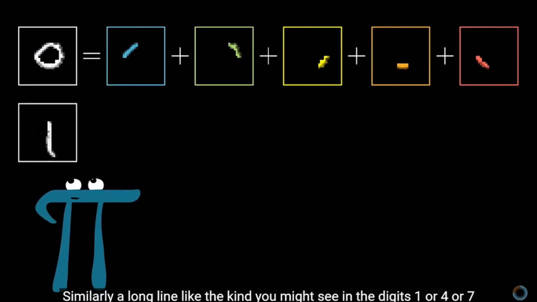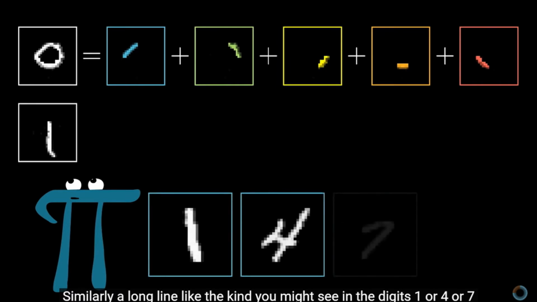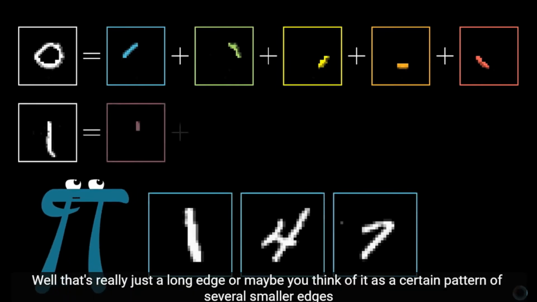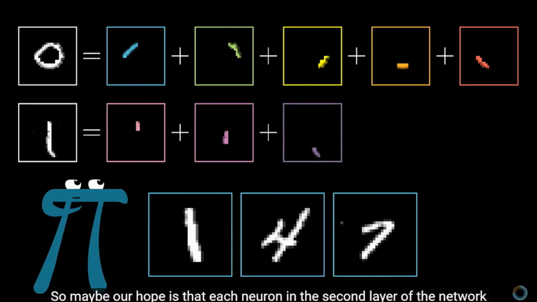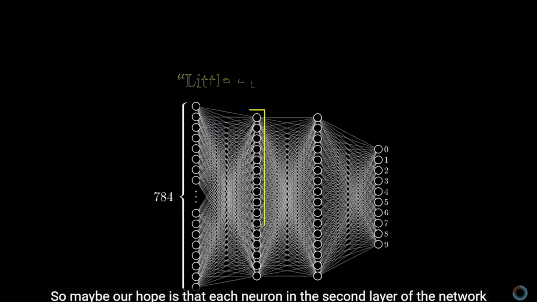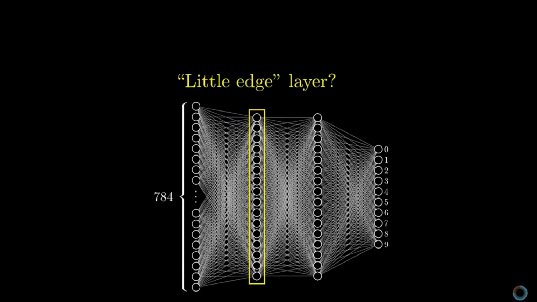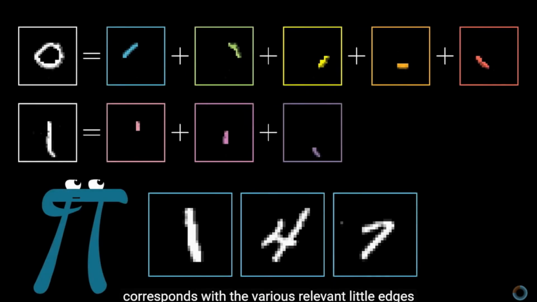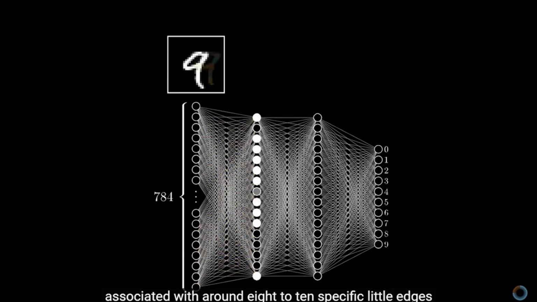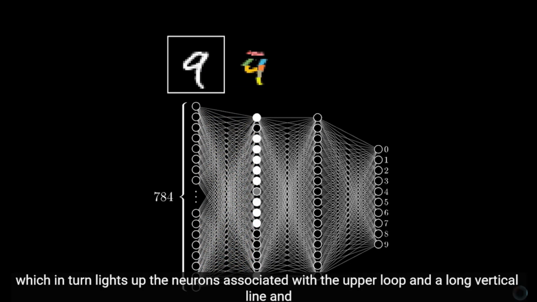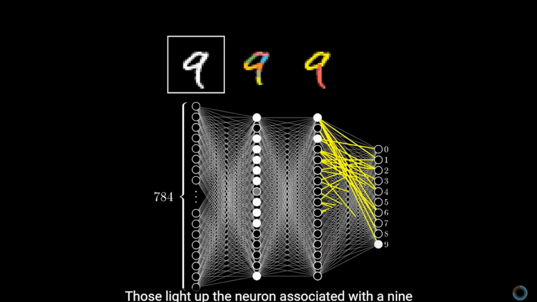Similarly, a long line, like the kind you might see in the digits 1 or 4 or 7, well, that's really just a long edge, or maybe you think of it as a certain pattern of several smaller edges. So maybe our hope is that each neuron in the second layer of the network corresponds with the various relevant little edges. Maybe when an image like this one comes in, it lights up all of the neurons associated with around 8 to 10 specific little edges, which in turn lights up the neurons associated with the upper loop and a long vertical line, and those light up the neuron associated with a 9.